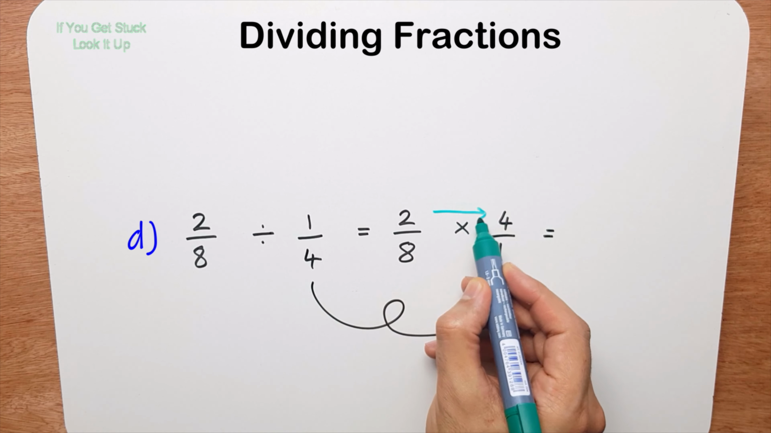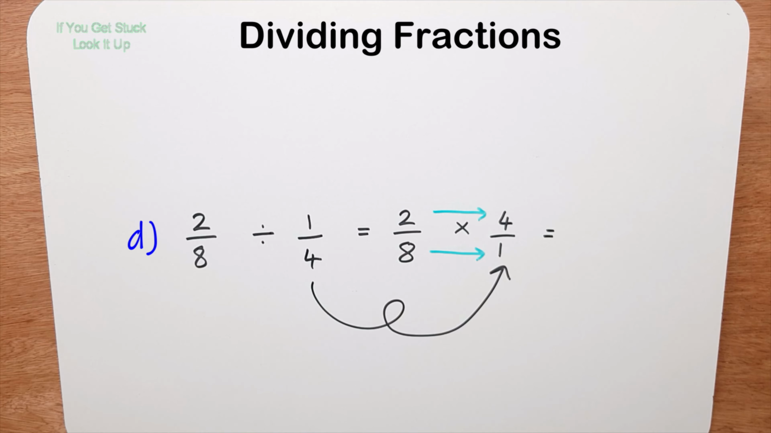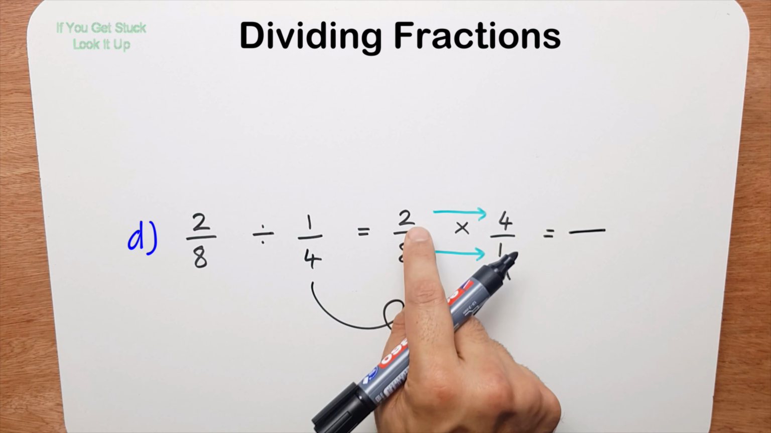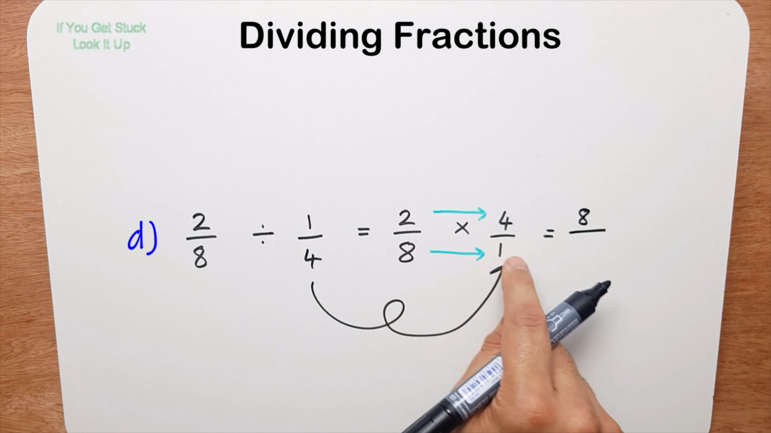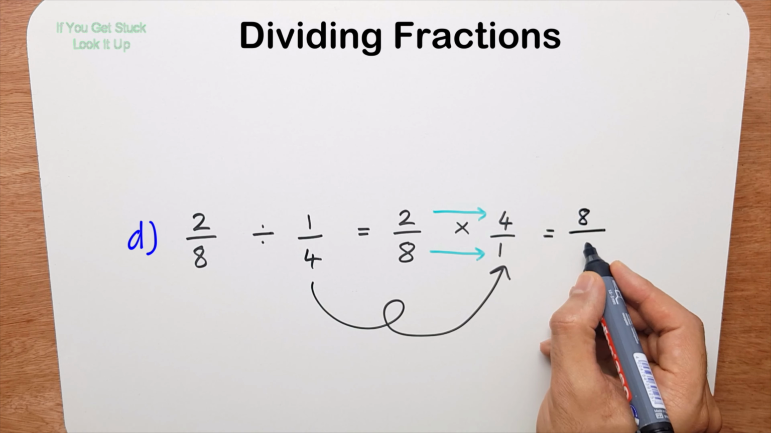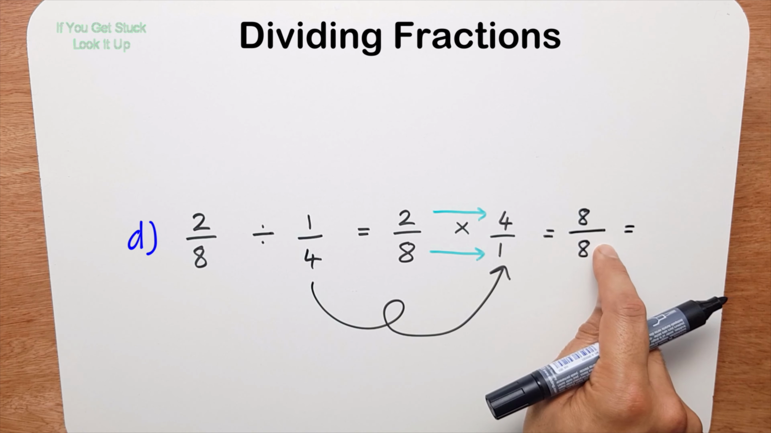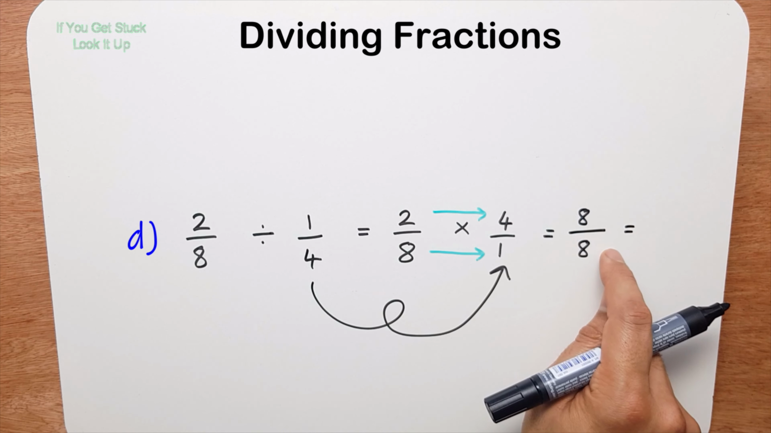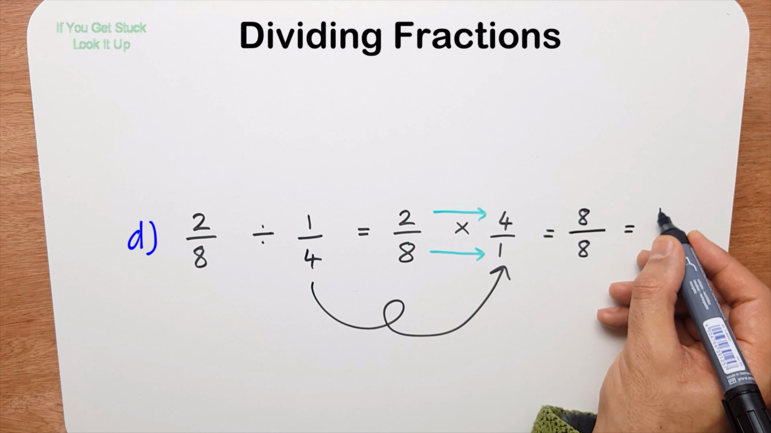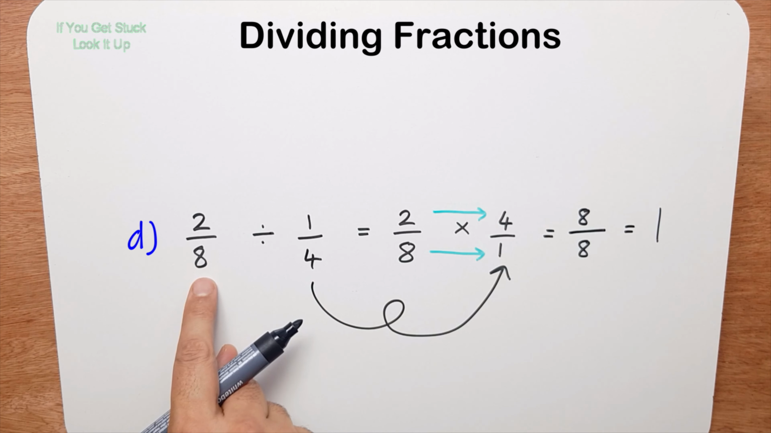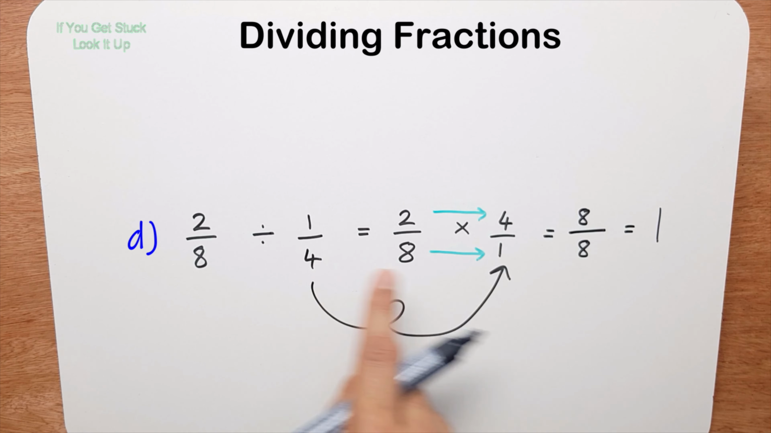Now it's simply multiplying two fractions, and we multiply straight across. 2 times 4 is 8. 8 times 1 is 8. Now if you notice, the numerator and the denominator are both the same. They're both 8s. And if you divide a number by itself, the answer is always 1. So 2/8 divided by 1/4 is 1.